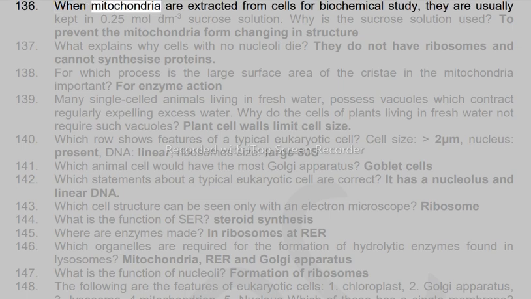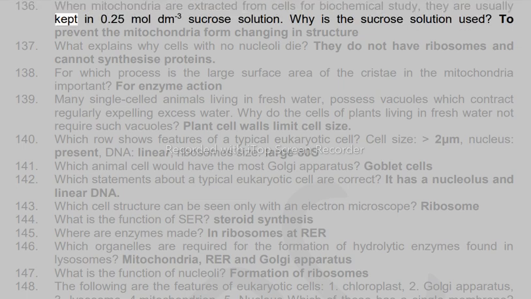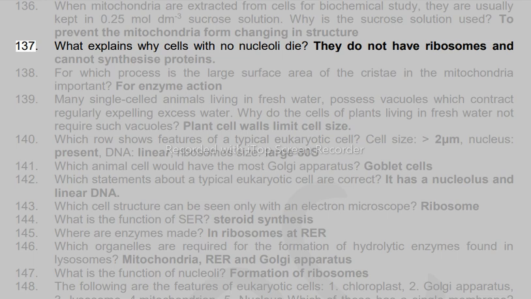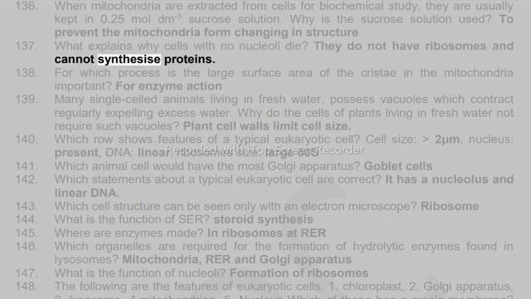136. When mitochondria are extracted from cells for biochemical study, they are usually kept in 0.25 moles per dm3 sucrose solution. Why is the sucrose solution used? To prevent the mitochondria from changing in structure. 137. What explains why cells with no nucleoli die? They do not have ribosomes and cannot synthesize proteins.